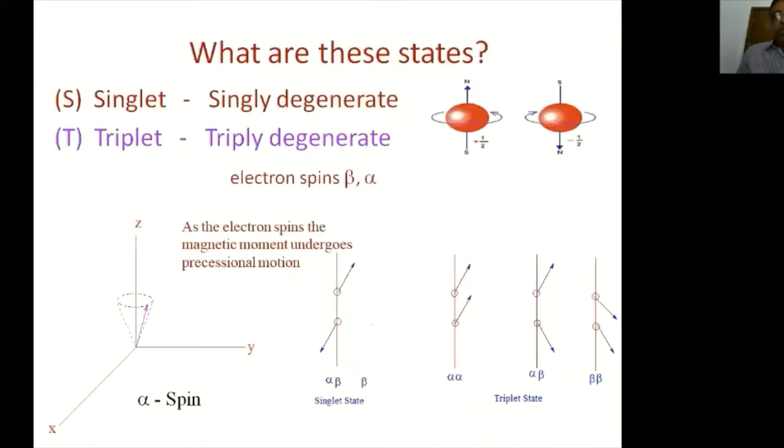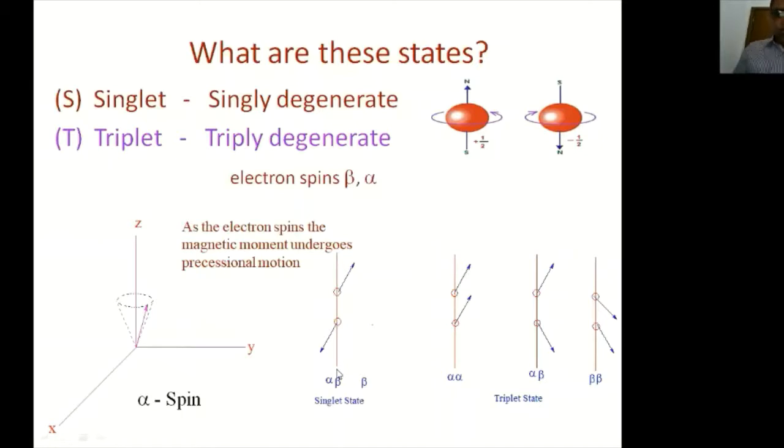So now, what are these states that we talked about? Singlet and triplet states. If it is a singlet state, it's called singly degenerate. A triplet state is basically a triple degeneracy. It talks about the electron orientations and the alpha and beta spin of the electron. If you have an alpha beta combination, it's called a spin singlet. You can see the first arrow talking about this spin singlet. You have triplet states with alpha alpha, alpha beta, beta beta combinations.